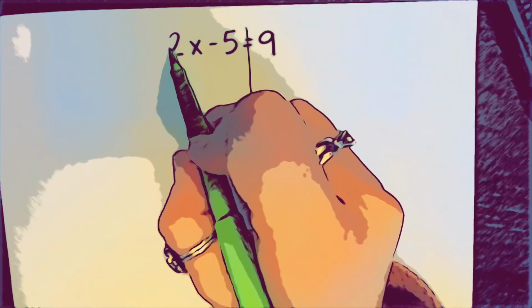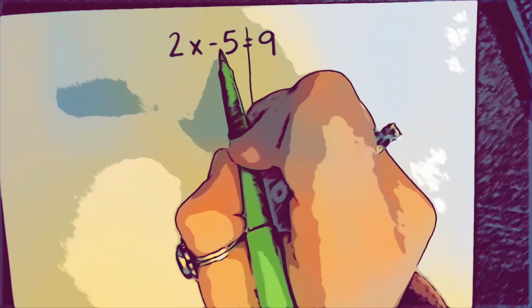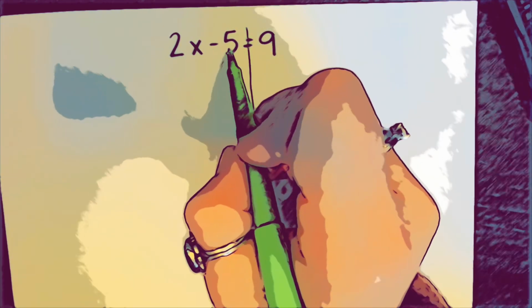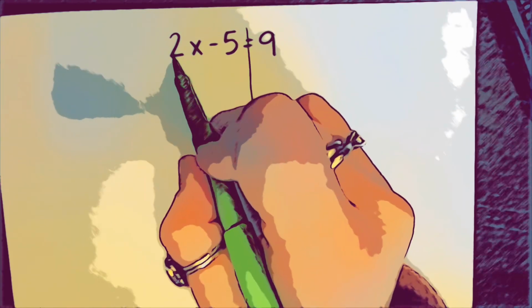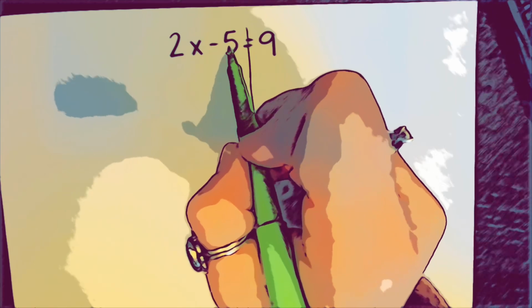But we cannot worry ourselves about what's being done to x right here until we take care of the fact that this whole equation has 5 being subtracted from it. And then we can worry about this over here. So we have 2x minus 5. We need to get rid of this 5.